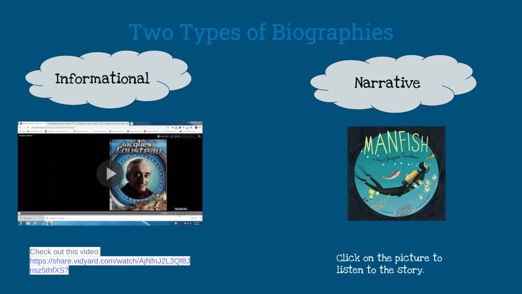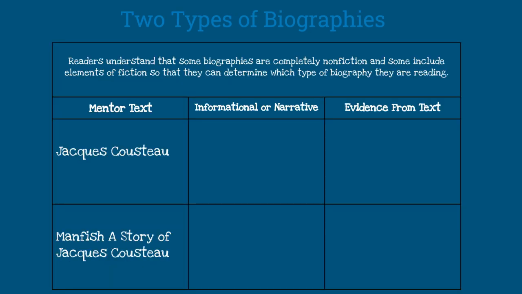So here are two different types of biographies. They're both on a man named Jacques Cousteau, who was a very important man in history. Some of you may have heard of him. He has a lot to do with the world under the ocean. So Mrs. Wyckoff has worked hard reading these online, so we're going to borrow hers again. You're going to listen to the informational video on the left about Jacques Cousteau, and then the one on the right, it's called Manfish, a story of Jacques Cousteau. So you're going to click on both of those and listen to them.